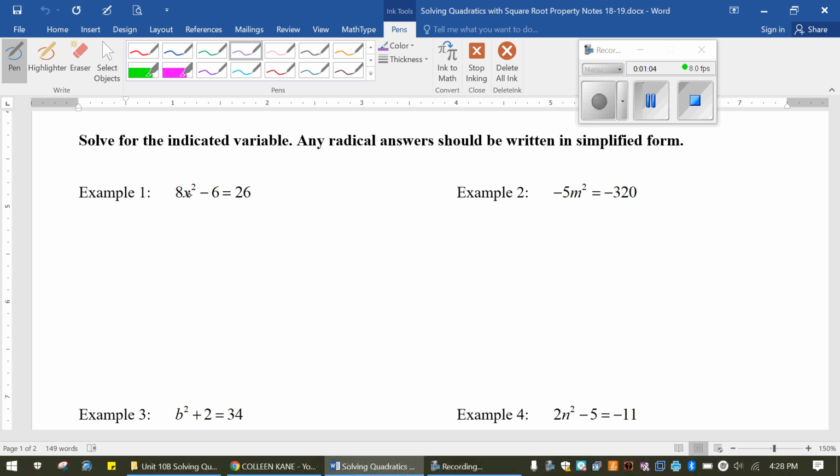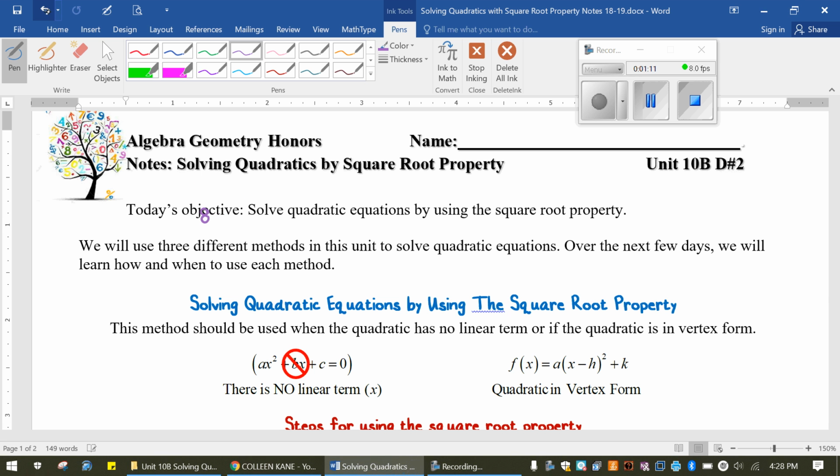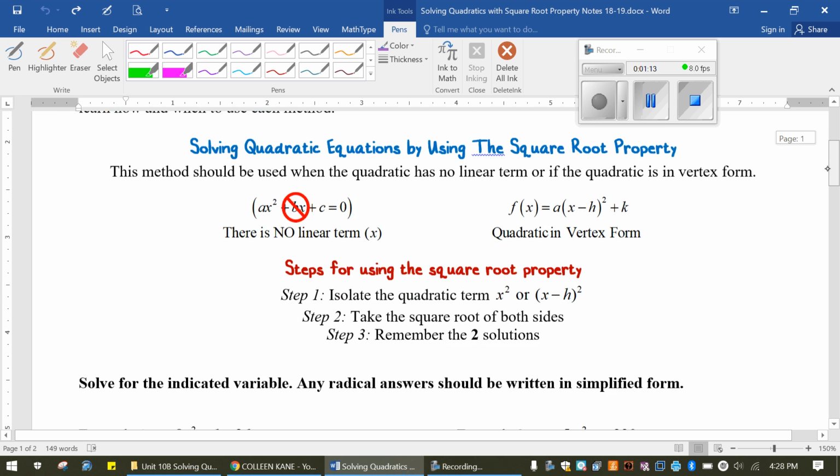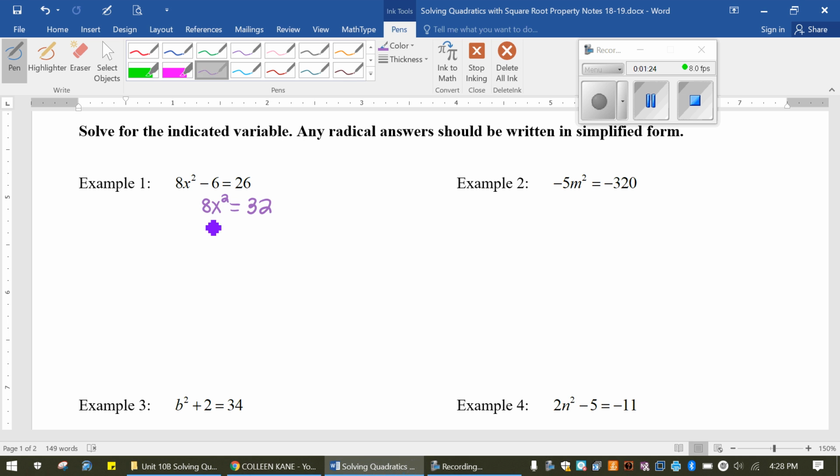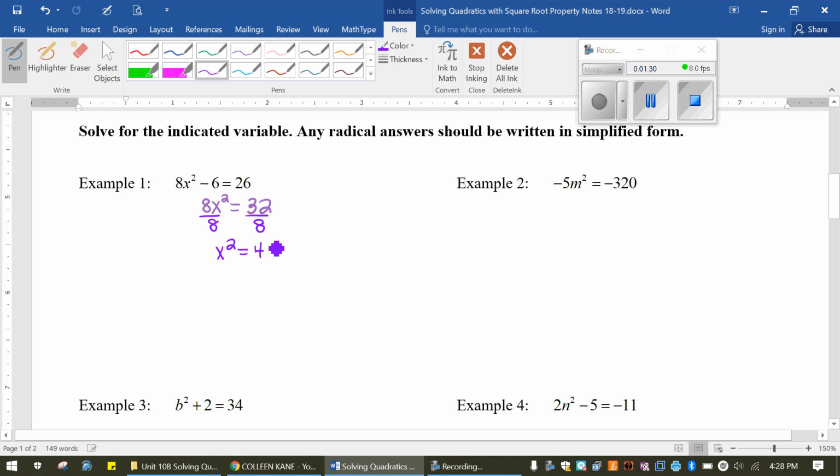Our first step is that we've got to isolate the squared term. So that means that we're going to add 6 to both sides. We're going to have 8x squared is 32. So we're not isolated yet. We need to divide both sides by 8. So x squared is 4.